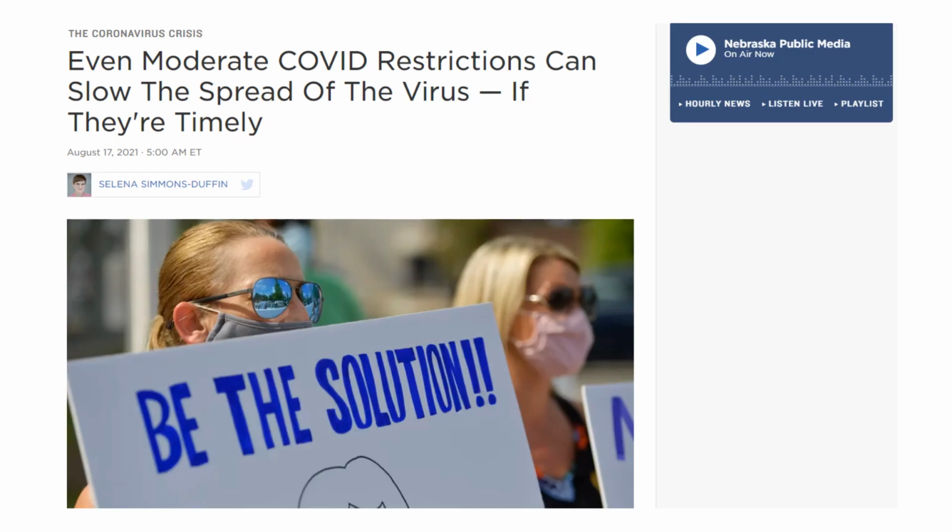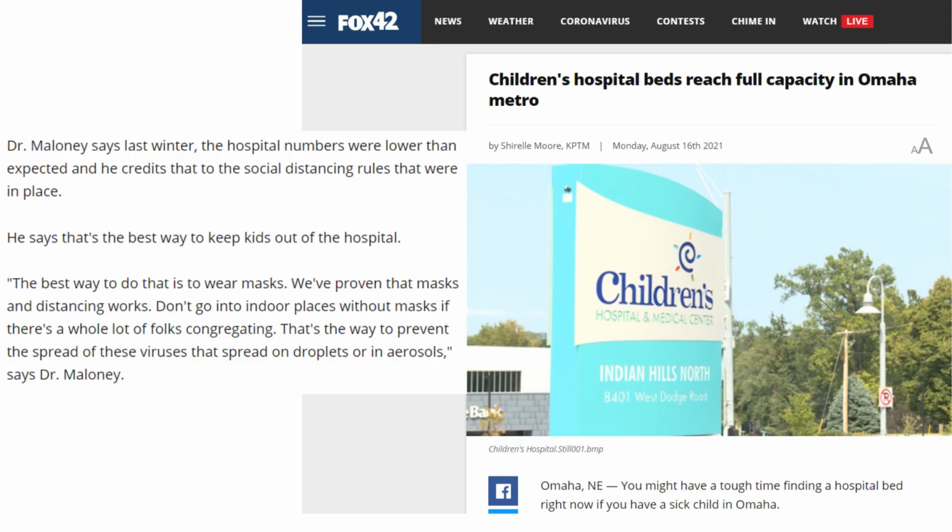There's a study that came out that says even moderate COVID restrictions can slow the spread of the virus, but they have to be timely. And this is literally the time. If we're going to put any slowing to this, we're going to have to do it right away. So we're at the point where we need a directed health measure for indoor masking again. People don't like it. There's going to be a lot of wailing and gnashing of teeth by some people, but it's time for it. The hospitals are already full, and so we just don't have the surge capacity.